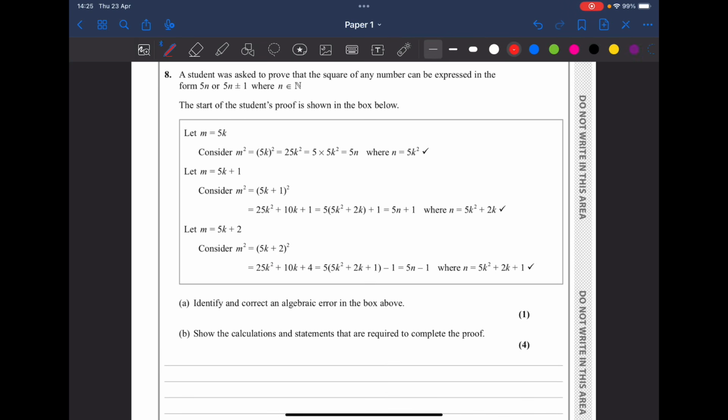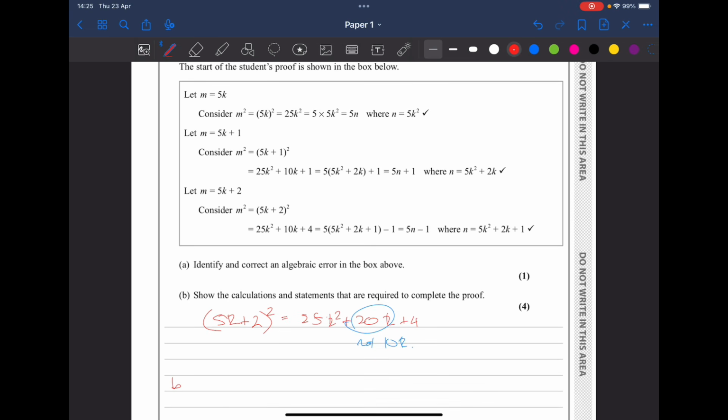So I would just write down 5k plus 2 squared is equal to 25k squared plus 20k plus 4. So this is, yeah, not 10k. That looks good. Part B then, to actually do the proof.